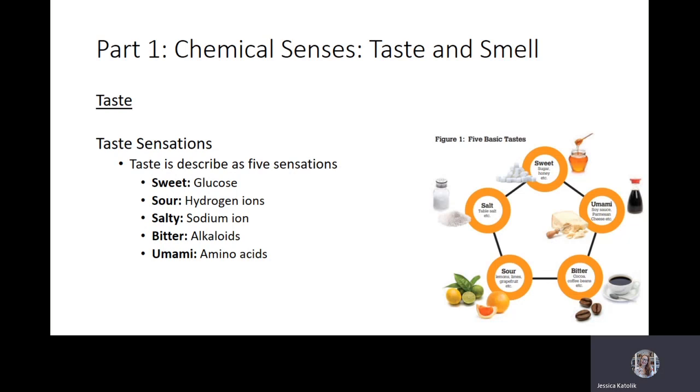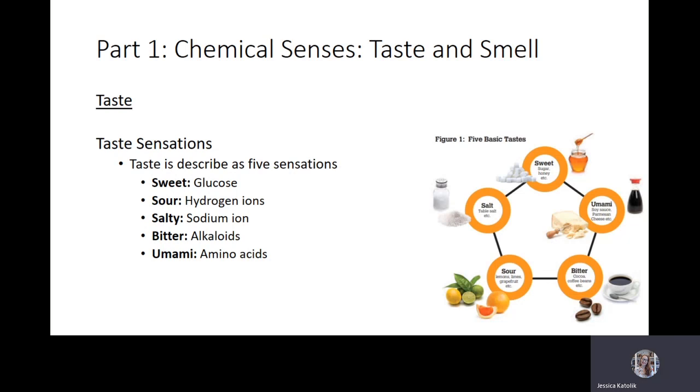Salty is going to bind to sodium ions. And then bitter is going to bind to alkaloids. Alkaloids are basic compounds that have a nitrogen group to them, and these chemoreceptors are specially structured to bind to these basic compounds. Bitter is really important because many bitter things are poisonous or toxic, and this is one of the reasons why we evolved a bitter sensation: to detect these toxic compounds. But things such as coffee and cocoa beans can also be bitter, and we've grown to enjoy some bitter compounds.